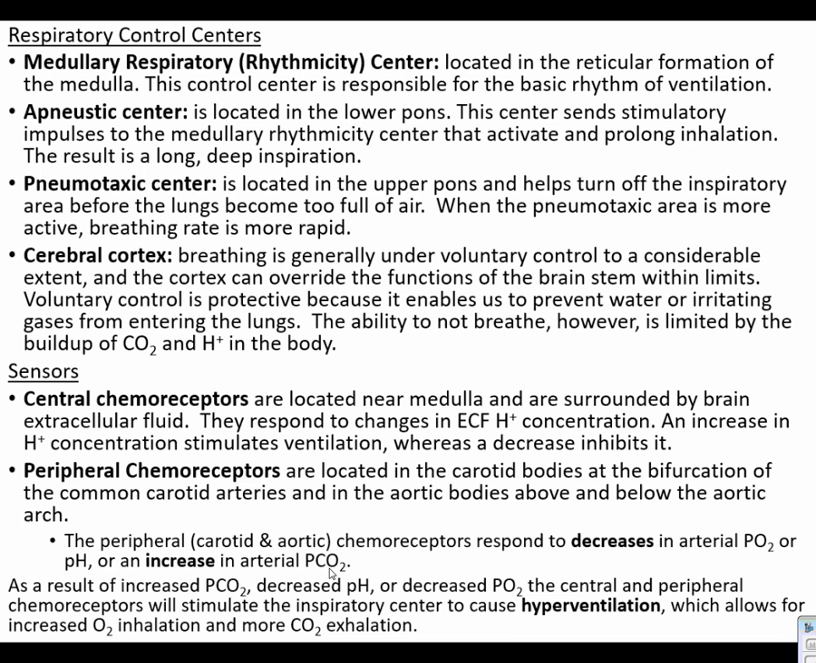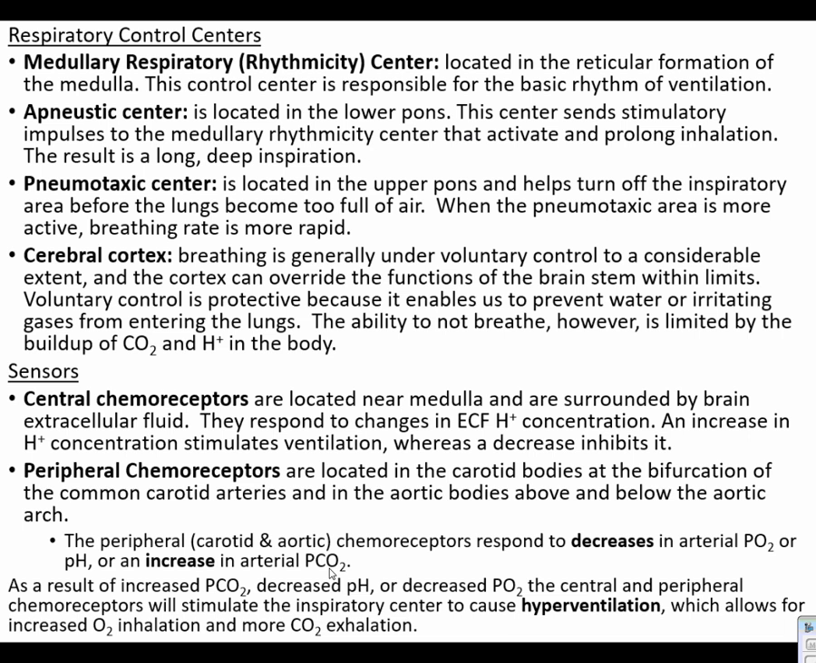Within our pons, we learned about the pneumotaxic and apneustic areas. The apneustic area in the lower pons sends stimulatory impulses to our medullary rhythmicity center, activating and prolonging inhalation. This is what will result in a long, deep inspiration. The pneumotaxic area in our upper pons helps turn off the inspiratory area before our lungs become too full of air. So when our pneumotaxic area is more active, our breathing rate is more rapid.